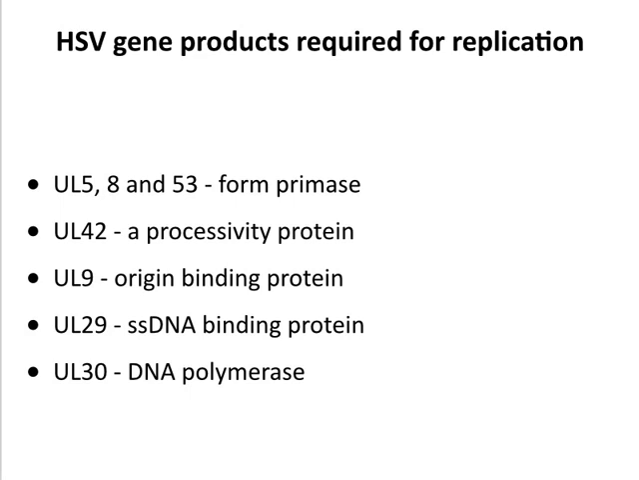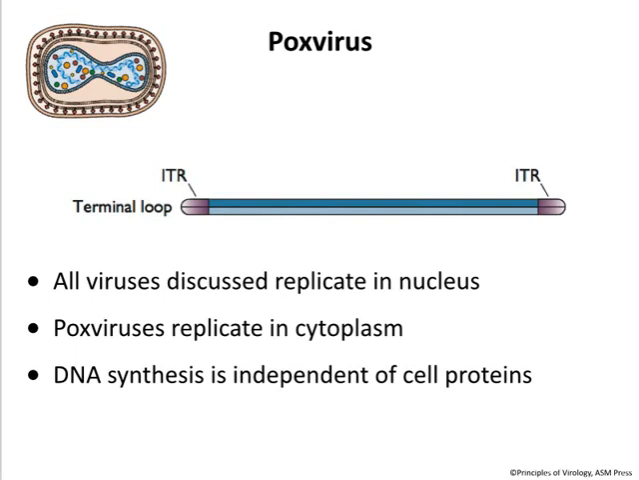All right, so these are some of the viral proteins that herpes makes, not for you to memorize the names, but just to know that it makes primase, that is the enzyme that makes RNA primers and Okazaki fragments. Processivity protein that makes DNA replication continue for long periods of time, and origin binding protein, a single-stranded DNA binding protein, and its own DNA polymerase. So this virus makes a lot of the components for replicating its DNA.